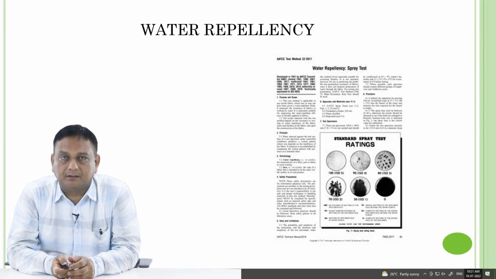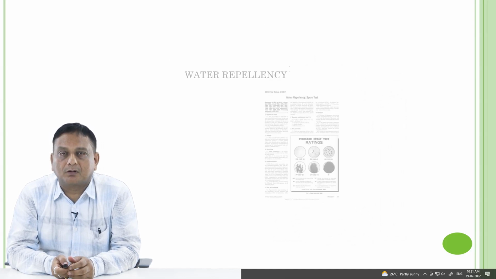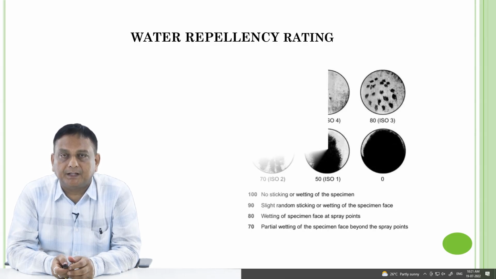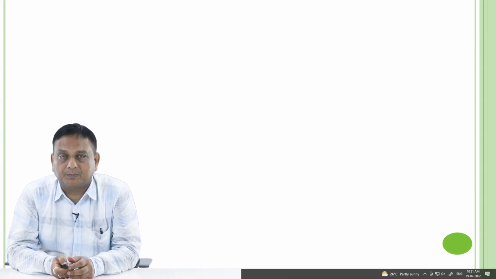But what about the rating? Let us see how the water repellency rating is done, whether the particular product is suitable or not, and how this rating is done. In that water repellency rating, you can see there are 6 figures, starting from 0 to 100. So you can easily understand which one has more wetting with water and where the water is not more, where there is no penetration of water. So how the gradient is established.